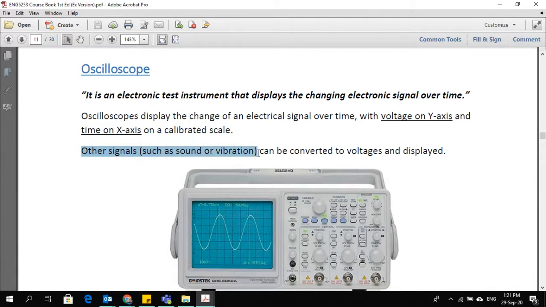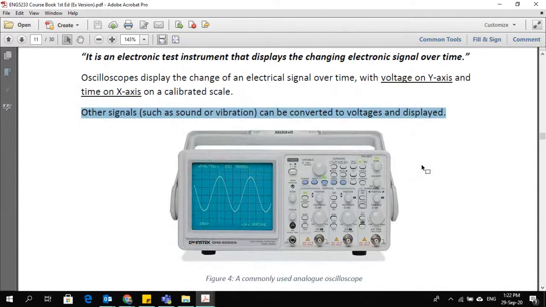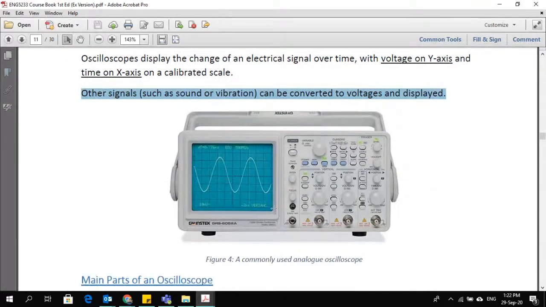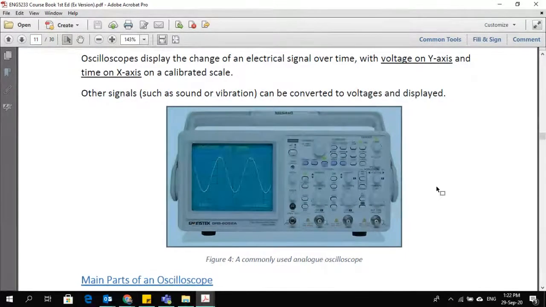Other signals such as sound or vibration can be converted to voltages and displayed. Basically, the oscilloscope is a machine which can display voltage waveforms, and you can see how the voltage waveforms are behaving: their shape, amplitude, time period, and RMS value. These types of things you can measure using an oscilloscope. A commonly used oscilloscope you can see here on the screen.